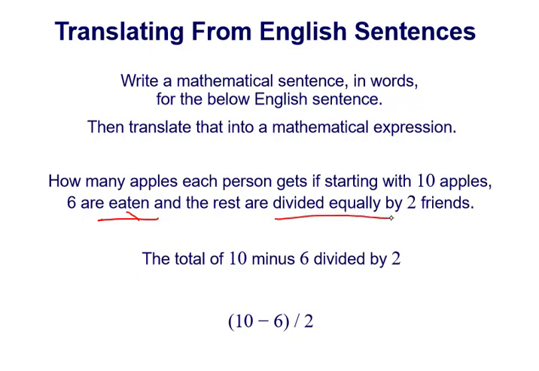So again, we want that total of 10 minus 6 to happen first, so that's why we can almost think there's parentheses around 10 minus 6, and then we're dividing by 2. So we can say that how many apples each person gets if starting with 10 apples, 6 are eaten and the rest are divided equally by 2, can be represented using the symbols 10 minus 6, that quantity, divided by 2.